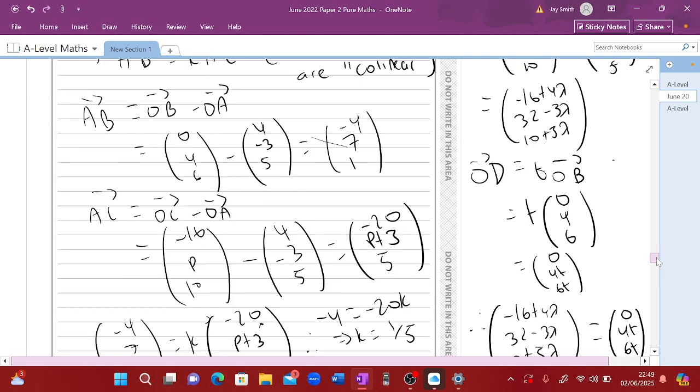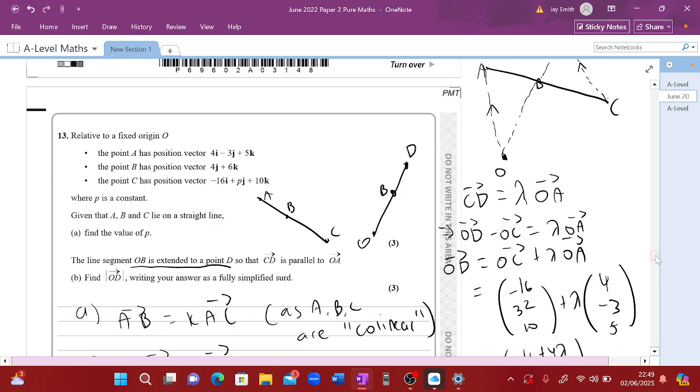So with these sort of vector questions, two things. A is that you really need to sketch what's going on. You need to draw a sort of diagram of what's going on. And B, try and find, you're probably going to need multiple ways of getting to a vector.